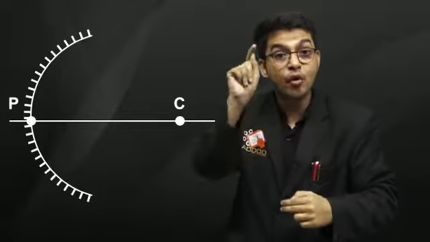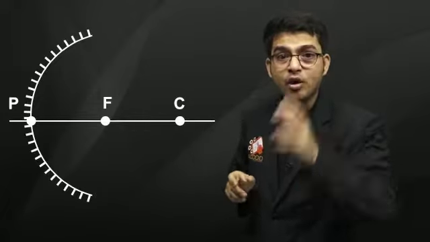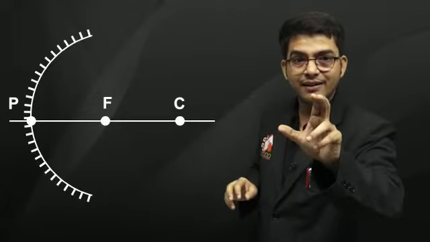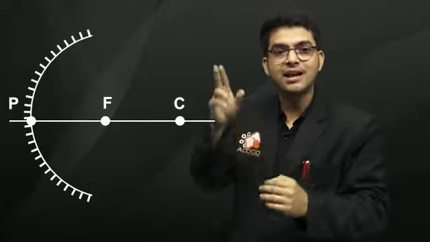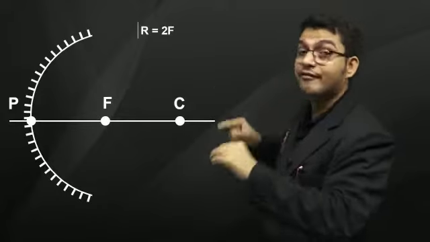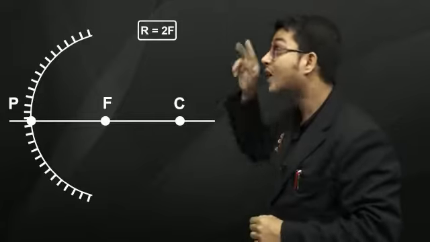And this is the focus or focal point. This is the focus, which lies exactly midway between the center of curvature and the pole. The distance between the focus and the pole is called the focal length, and we write this as R equal to 2f. Where R is the radius of curvature, which means the radius of curvature is 2 times the focal length.